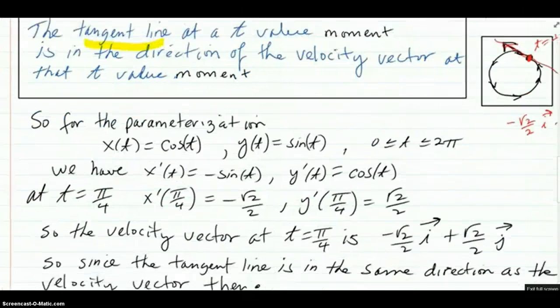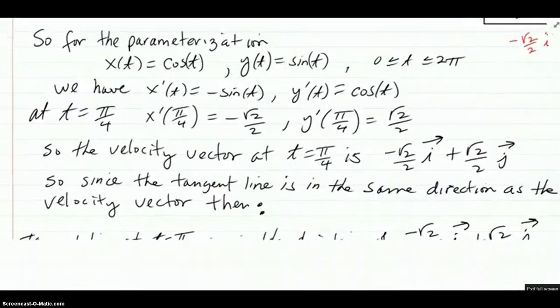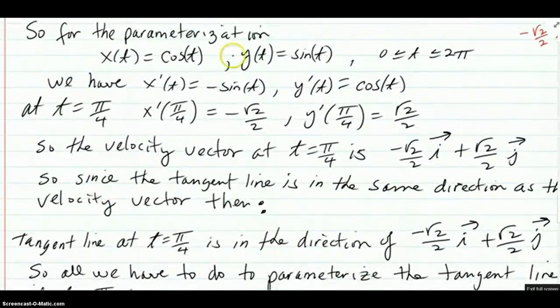So the parameterization for our line is going to involve, of course, your original equations. You take your derivatives, you evaluate it at pi over 4 if that's where you want your tangent line, and that comes out negative square root of 2 over 2, square root of 2 over 2. So the velocity vector is this, as we mentioned.